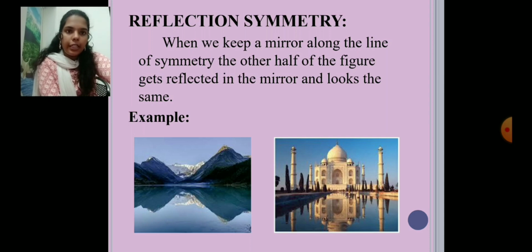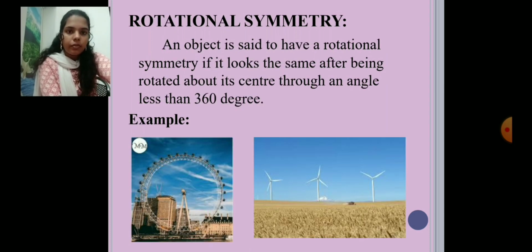Then we have to look at the third type of symmetry. The third type is rotational symmetry. An object is said to have rotational symmetry if it looks the same after being rotated about its center through an angle less than 360 degrees. Rotational symmetry means we rotate an object about its center through an angle, and if the angle is less than 360 degrees but the object looks the same, that is known as rotational symmetry. Everyone is familiar with the windmill, isn't it?